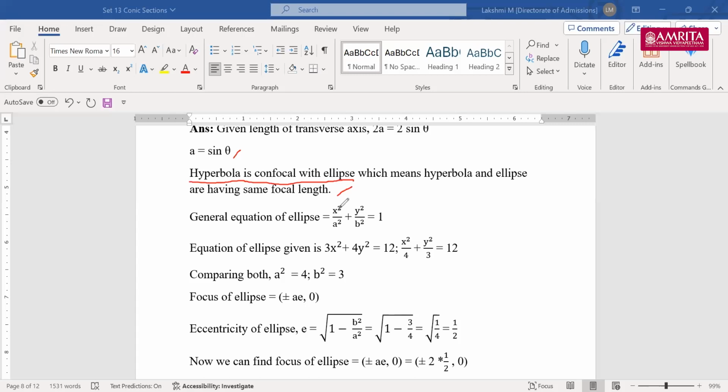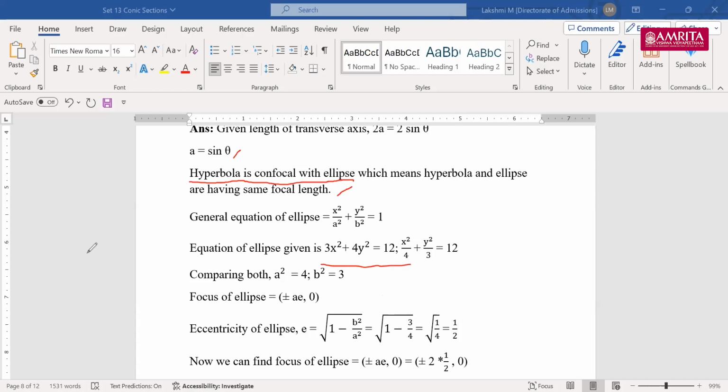So the general equation is x square by a square plus y square by b square equal to 1. The equation of the ellipse is 3x square plus 4y square equal to 12, so this is x square by 4 plus y square by 3 equal to 1. So here in this case, a square is 4, b square is 3. So we know the focus is plus or minus ae, 0. And you need to find the eccentricity. We have the equation we have just recently used in the previous question, root of 1 minus b square by a square. That is 1 minus 3 by 4, which is 1 by 2. Now you got this as 2 into a is 2, 2 into 1 by 2.